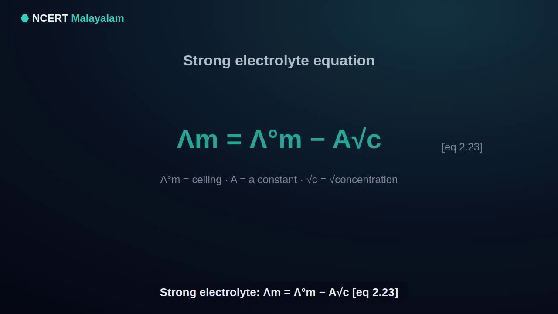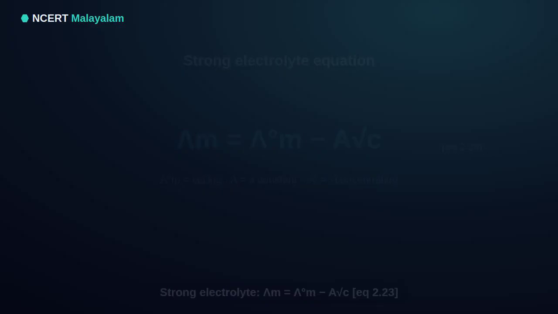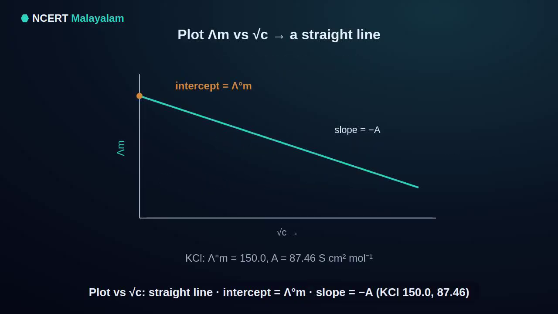This slow rise fits a simple equation. Molar conductivity equals limiting molar conductivity minus A times the square root of concentration. Here A is a constant. Here is the special thing. If we plot molar conductivity against the square root of concentration, we get a straight line. Extend that line back to 0, and the value where it cuts the axis, the intercept, is the limiting molar conductivity. The slope of the line is minus A.